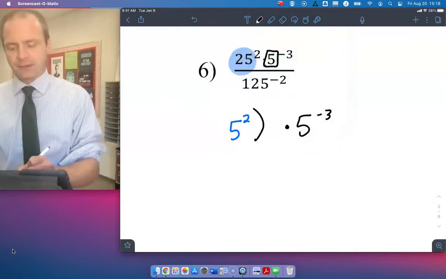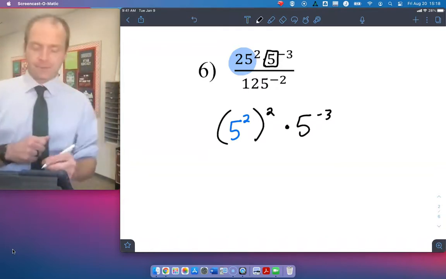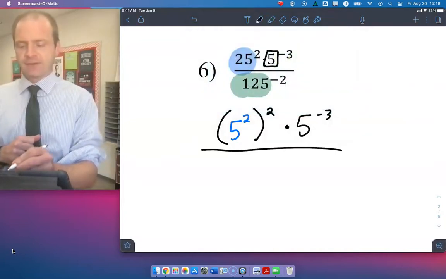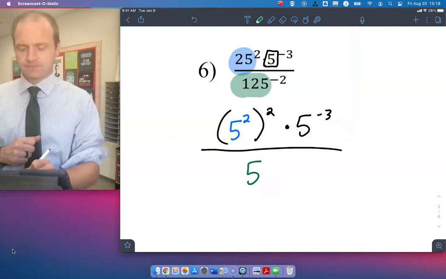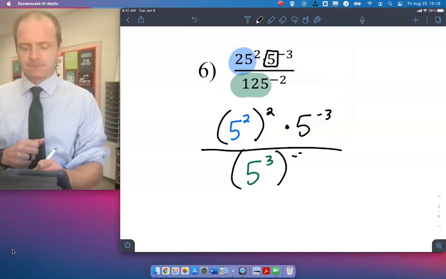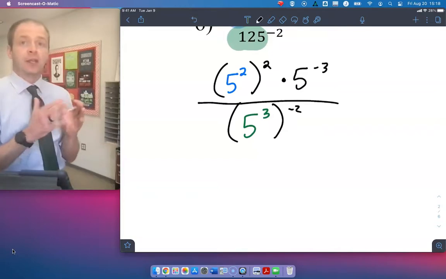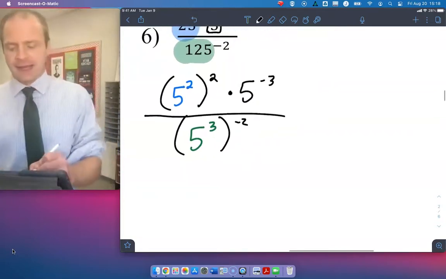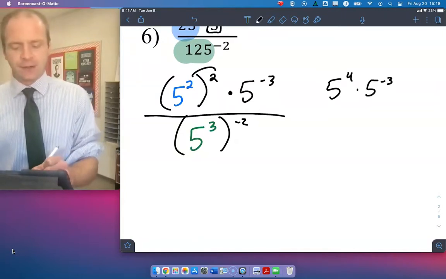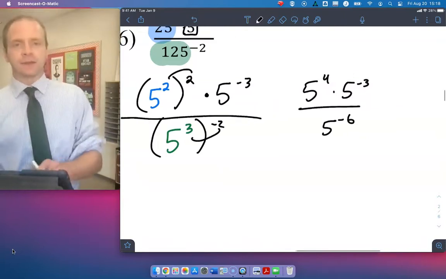That would allow me to at least combine that top together, because now they're going to be the same. What about 125? Well, 125, that is 5 cubed. And so that object is being raised to the negative second power. Notice, if I take a look at this, I have all bases of 5 there, which means I'll be able to combine them. I have 5 to the 4th, because I multiply here, times 5 to the negative 3rd, over 5 to the negative 6th, because I'm going to do 3 times negative 2.